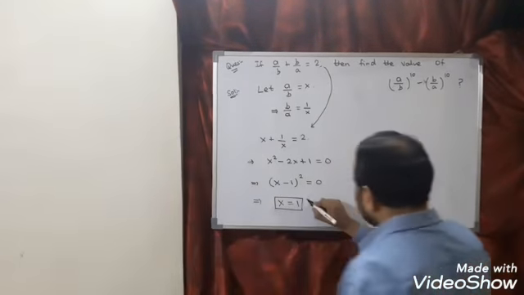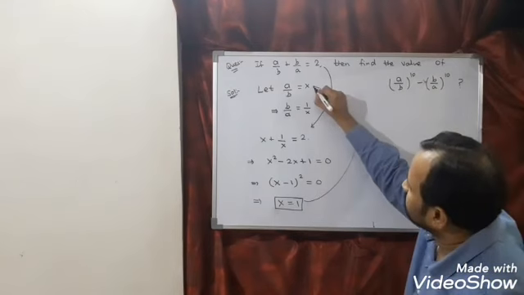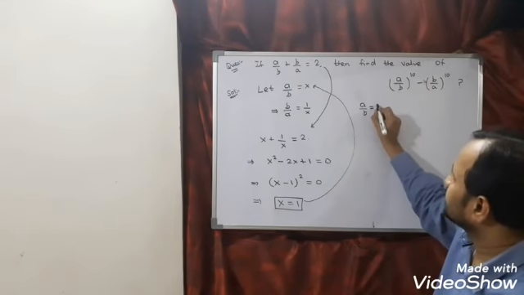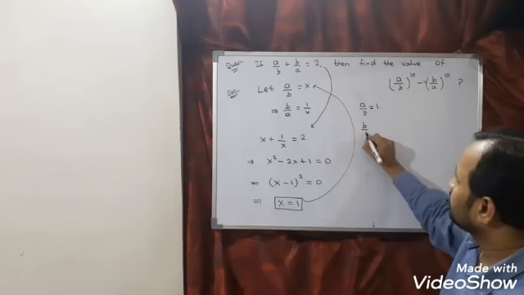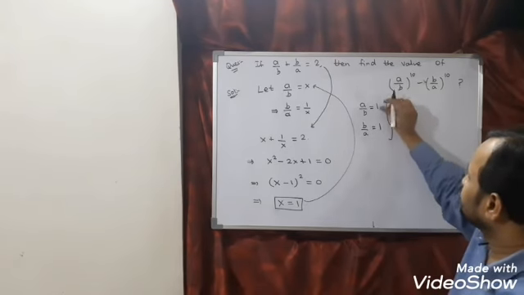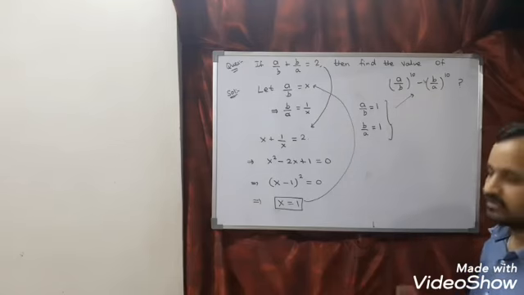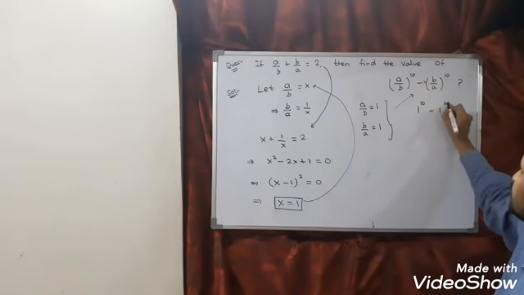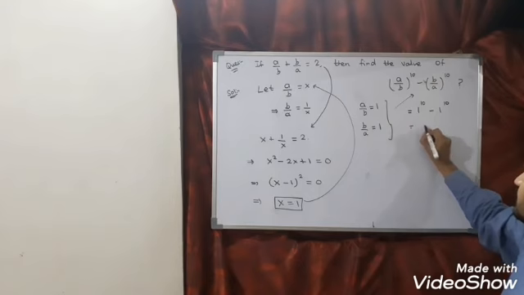So x is equal to 1. This value I am keeping here. So what is a by b here? So a by b is nothing but 1. And what about b by a? B by a is also equal to 1. So these values I am keeping in this. So 1 to the power 10 minus 1 to the power 10. So answer of this question is, it is what?